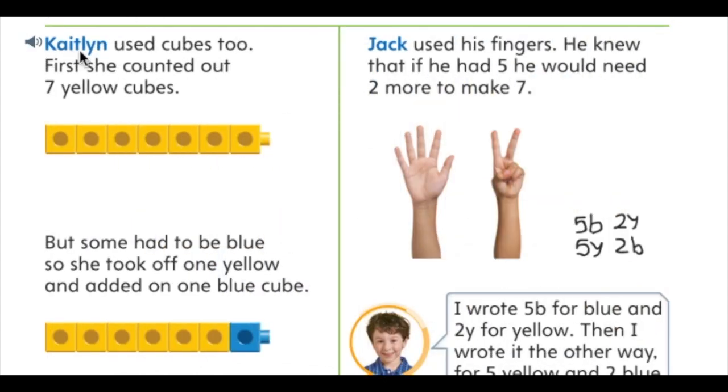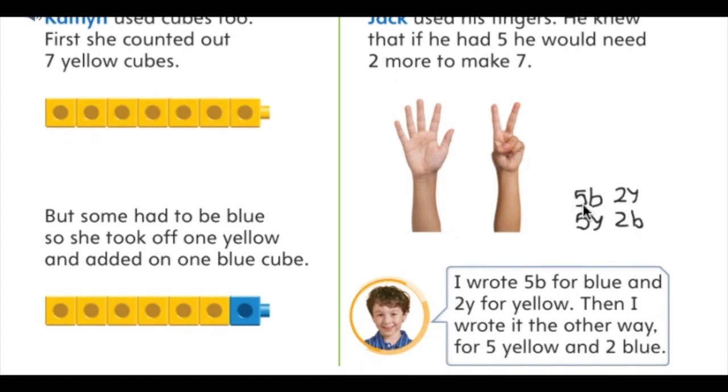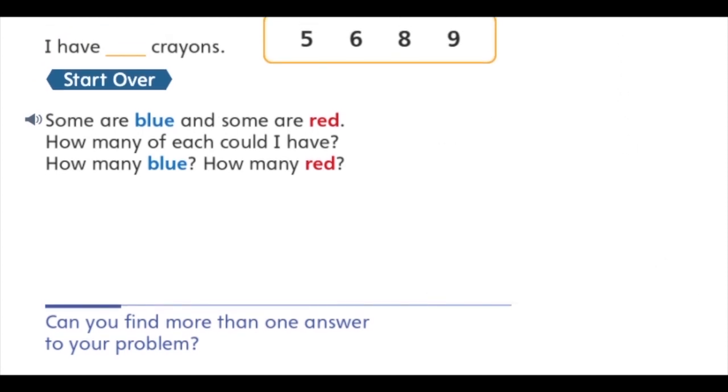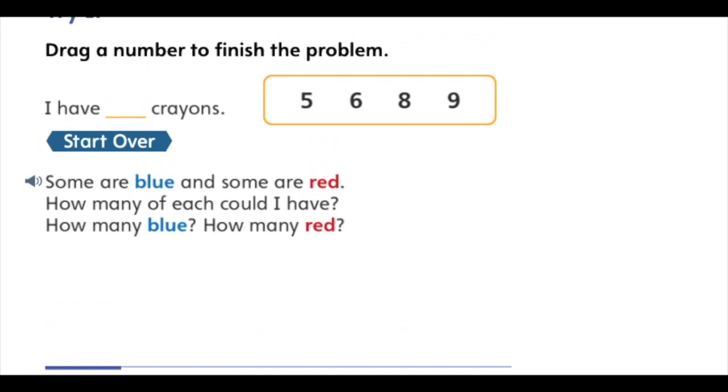This one says, Caitlin used cubes too. First, she counted out 7 yellow cubes because she knew she needed 7 in all. But some had to be blue. So she took off 1 yellow and added a blue. Jack used his fingers. He knew that if he had 5, he would need 2 more to make 7. And then he wrote a note, 5 blue, 2 yellow, and then he wrote the other way, 5 yellow, 2 blue.